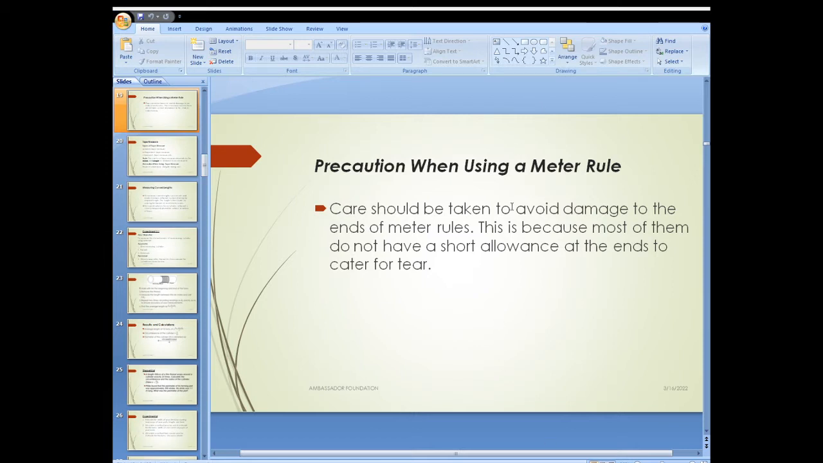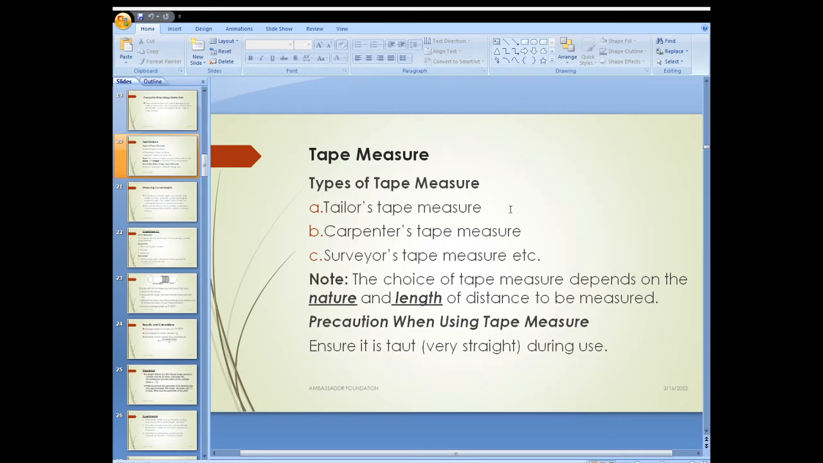So that is it. Now I want us to look at tape measures, and we have three types of tape measures depending on what you want to do. We have tailor's tape measure, carpenter's tape measure, and surveyor's tape measure. These are used differently. A tailor will never use a carpenter's or surveyor's tape measure to measure your waist or your height. Even if you are very tall or very big, they will still use a tailor's tape measure.